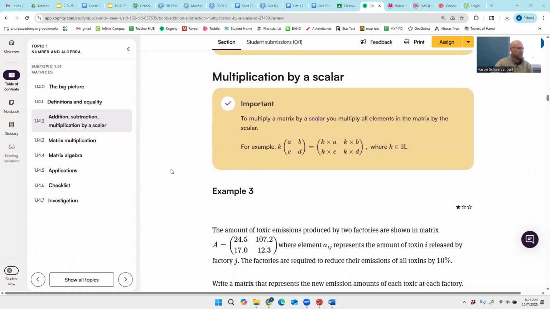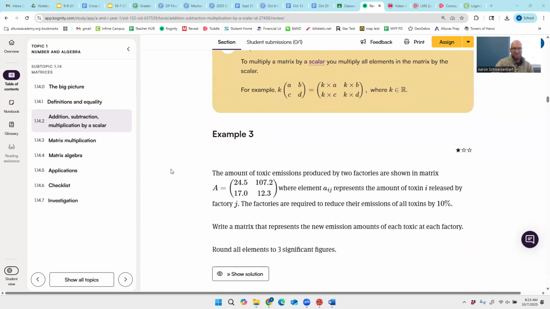Multiplication by a scalar is just like distributing. So looking at this one, the scalar is just a number. Distribute it to all things in the matrix.